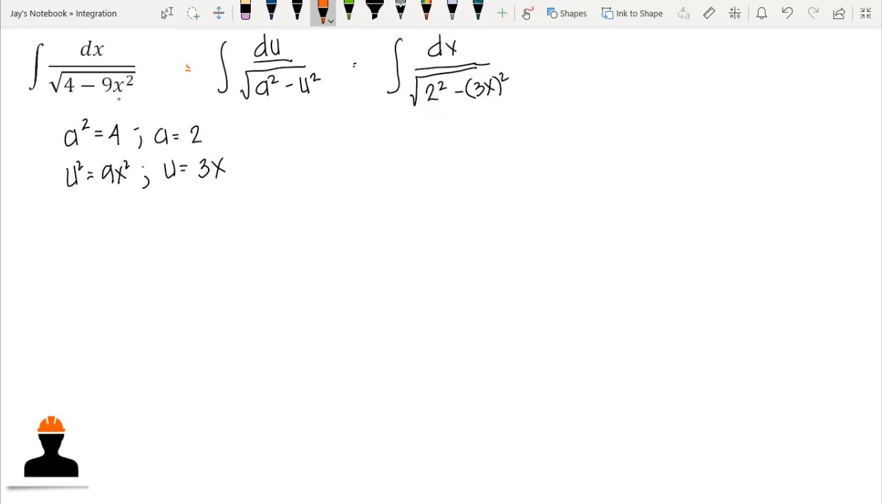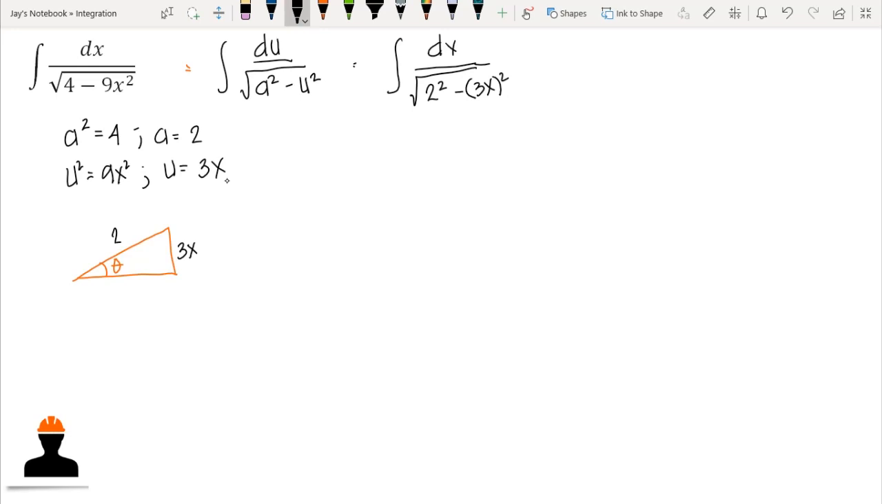So we can use trigonometric substitution for this problem. We just need to plot a and u in our right triangle, with our theta. Since we have a minus sign in between, our a, the first term, is the hypotenuse. So our hypotenuse here is 2, not 4, since we have a squared. Now, our 3x is the opposite side.